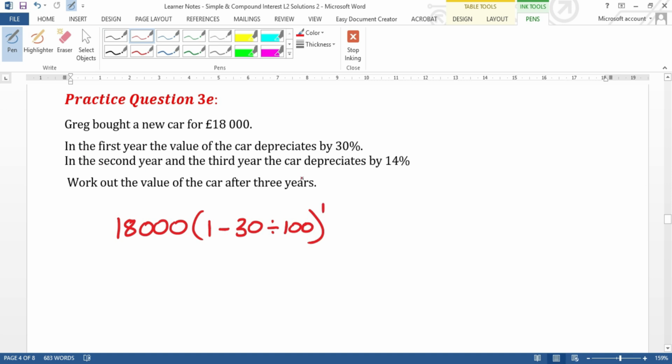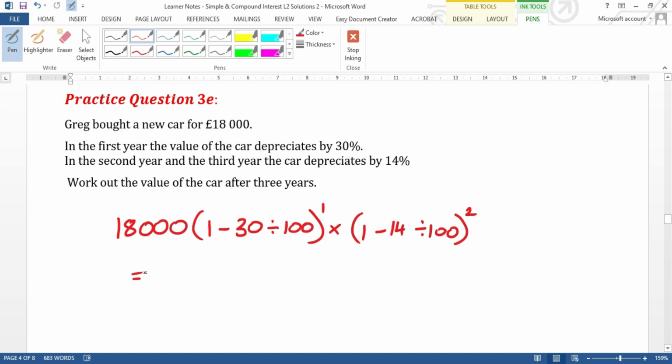And in the second and third year, the car depreciates, so let's do another brackets together. So it's another 1 minus because it depreciates 14%. Close my brackets. And because I'm combining the second and third year together here for this brackets, I'll put a little 2 there because it's for 2 years for that one. Altogether 3 years, obviously. Let's work that out on the calculator.